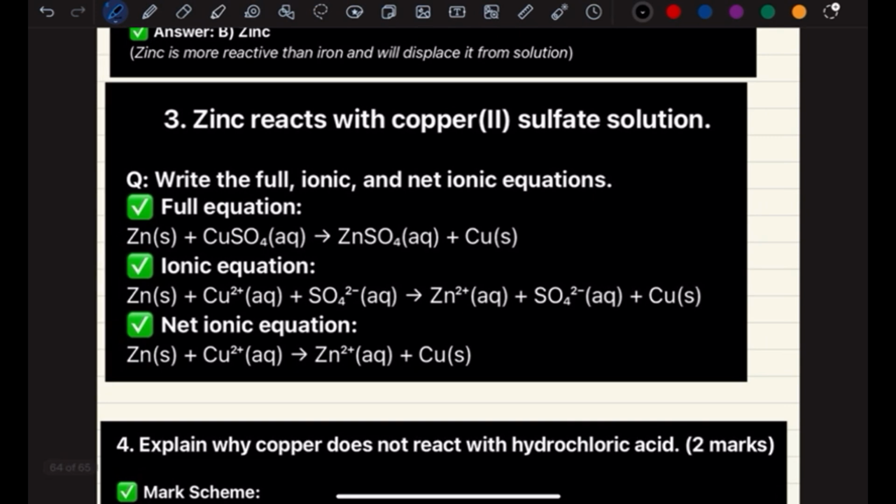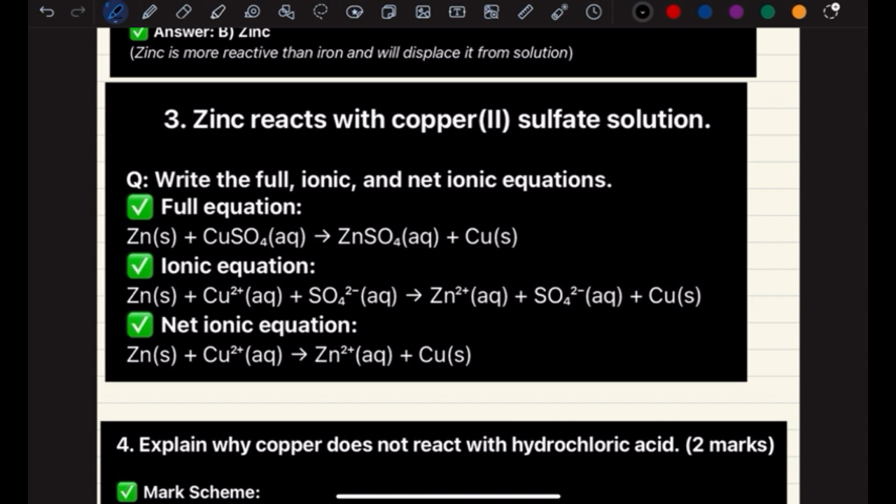Now question 2. Zinc reacts with copper sulfate solution. Write the full ionic and net ionic equations. Although I don't think that was the same question, it would have been to write your ionic equation with state symbols. So again, zinc metal is going to be solid. The copper sulfate solution is going to be aqueous. Those are the first things you need to remember.